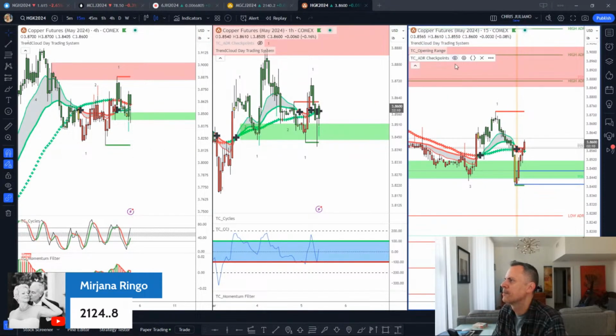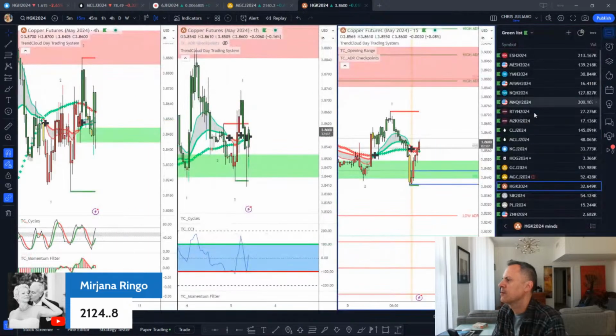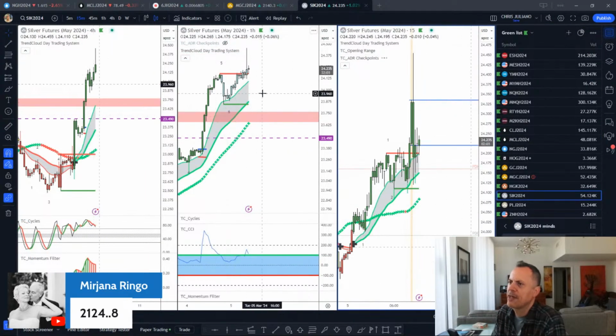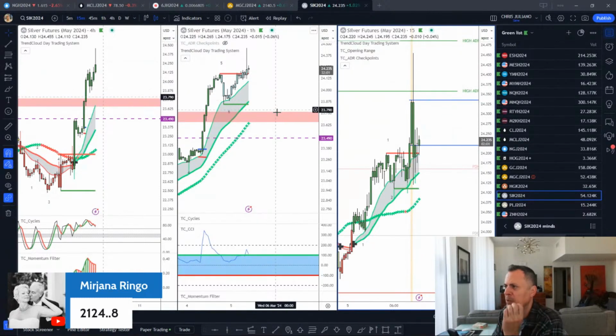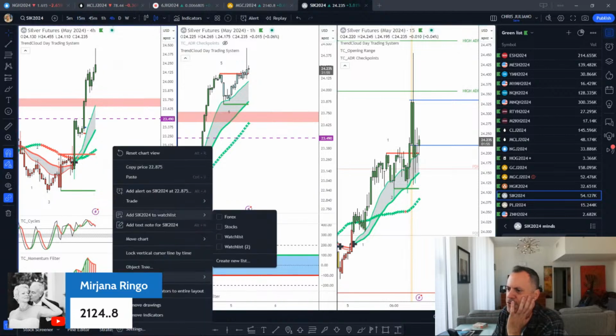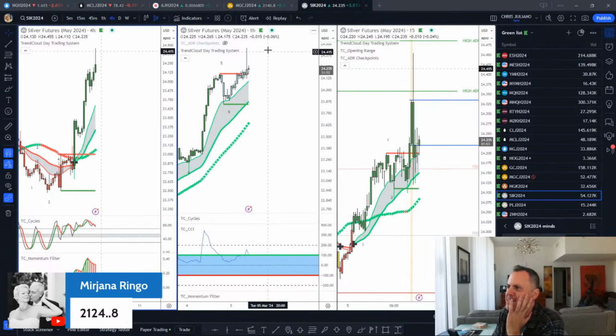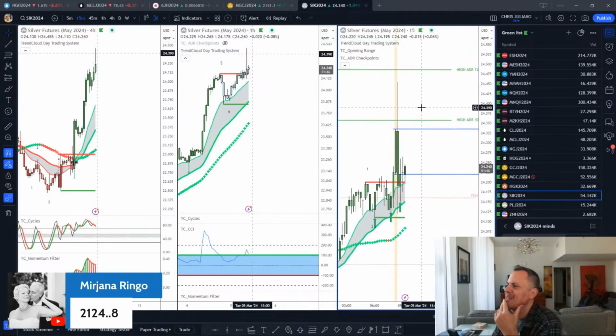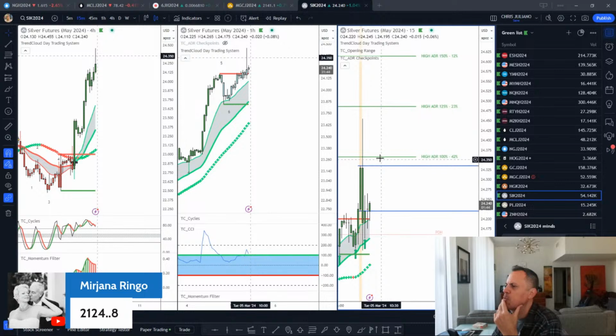Okay. Sideways on copper. Silver. Nice. Oh boy, look at that. Okay, silver doing the same thing. Let's draw some lines on silver. Extended trend on that 1 hour on silver. Look at that. Already hit ADR checkpoint number 1.